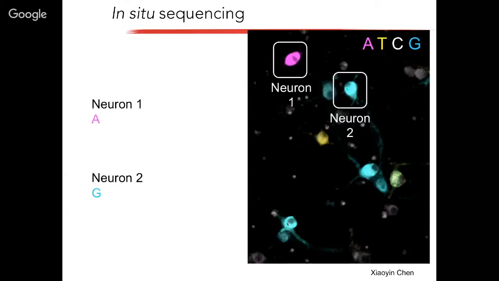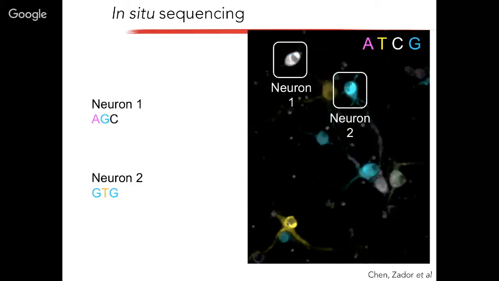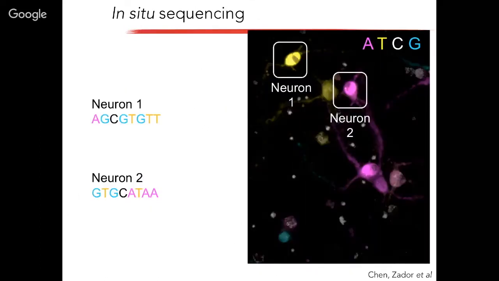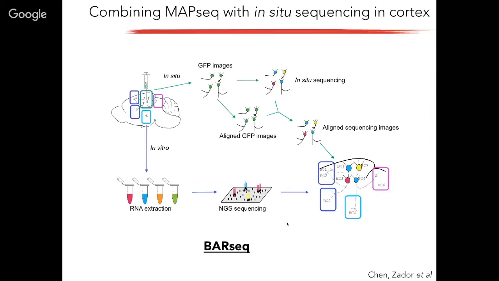And just to show you how this plays out, here are 2 neurons I'll show you the sequence of. The first base is an A, then we cleave that off, the next base is a G, and so on. And so by taking a series of pictures, we can read out the sequence of barcode in each neuron, and with different optics and modifying and optimizing a couple of things, we can also do it in axons and dendrites.